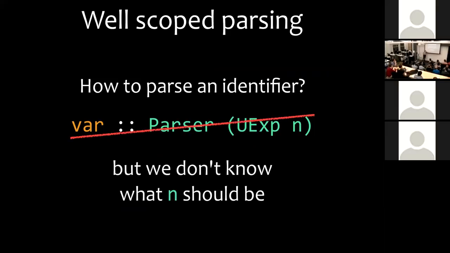It doesn't really work, though, because we don't know what n should be, right? As I'm parsing, am I parsing something that's only going to have 1 variable in scope, or am I parsing something with 5 variables in scope? There's not enough information here.